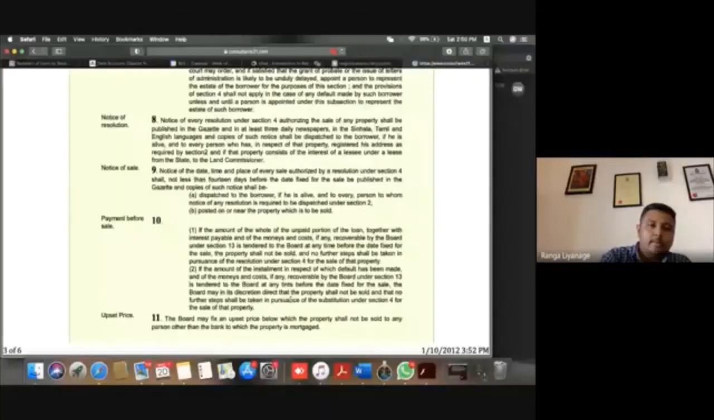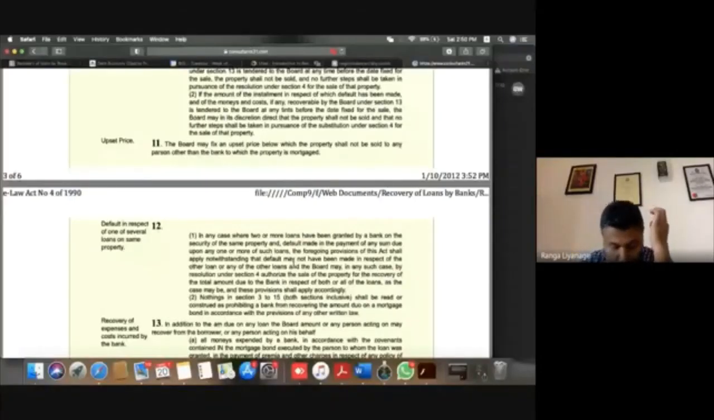Then something the bankers use, and something which is used quite commonly, although people don't have any idea what it is, is called the upset price. What is upset price? Upset price is where the board can fix a price below which the property shall not be sold to any person other than the bank to which the property is mortgaged.